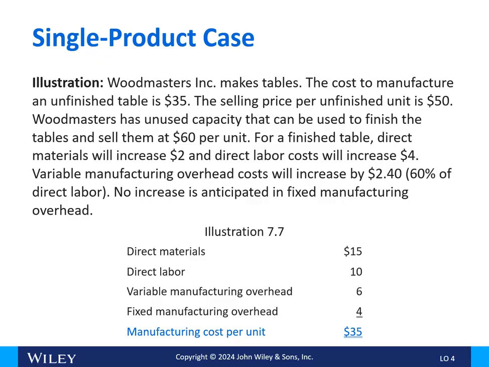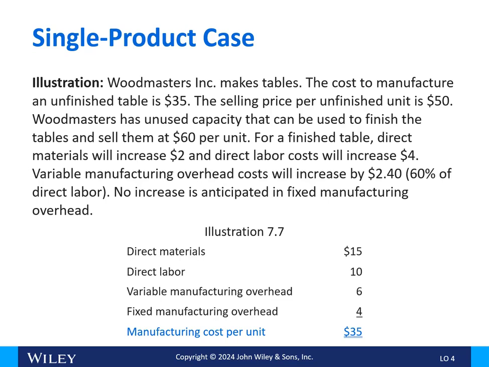So Woodmasters makes tables. The cost of manufacturing an unfinished table is $35. Selling price per unfinished unit is $50. Woodmasters has unused capacity that can be used to finish the tables and sell them at $60 per unit. For a finished table, direct materials will increase $2, direct labor cost will increase $4. Variable manufacturing overhead costs will increase by $2.40, which is 60% of direct labor. No increase is anticipated in fixed manufacturing.